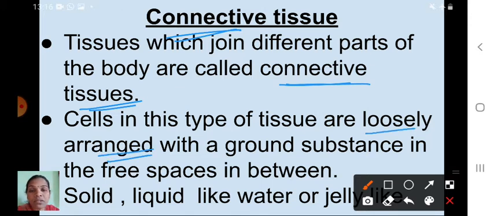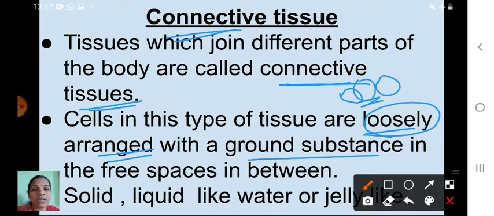Cells in this type of tissue are loosely arranged. In epithelial tissue the cells are closely arranged. But in connective tissue, the cells are loosely arranged with ground substance in the free spaces in between. Loosely arranged means one cell is here, another cell is here, like this. In the space between, the ground substance is present. This space is called the intercellular space.